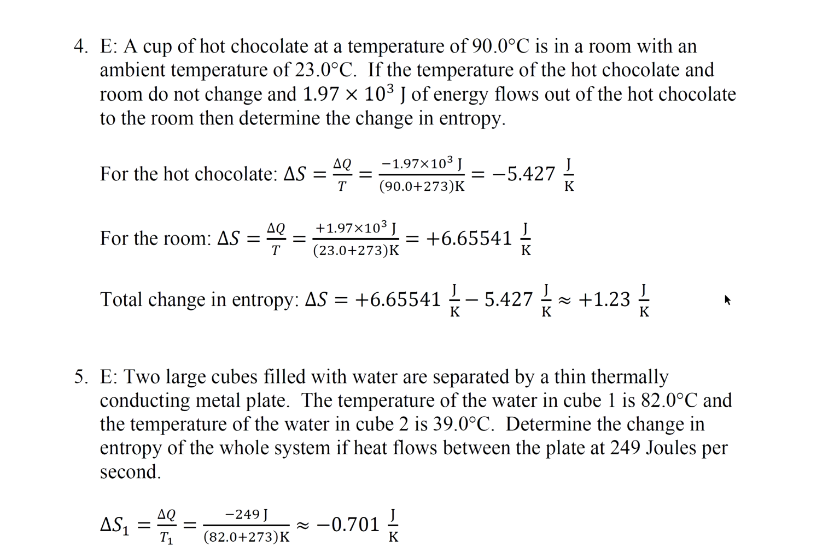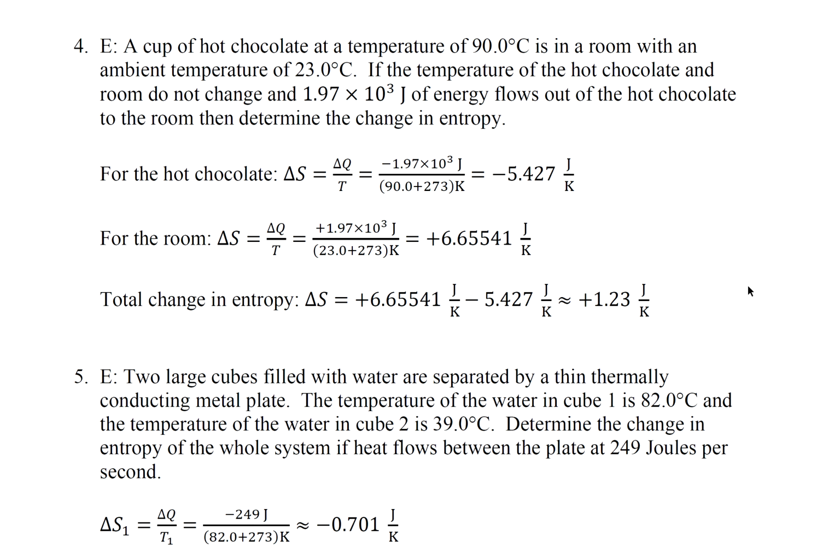Question 4. A cup of hot chocolate at a temperature of 90 degrees Celsius is in a room with an ambient temperature of 23 degrees Celsius. If the temperature of the hot chocolate and room do not change, and 1.97 times 10 to the 3 joules of energy flows out of the hot chocolate to the room, then determine the change in entropy.